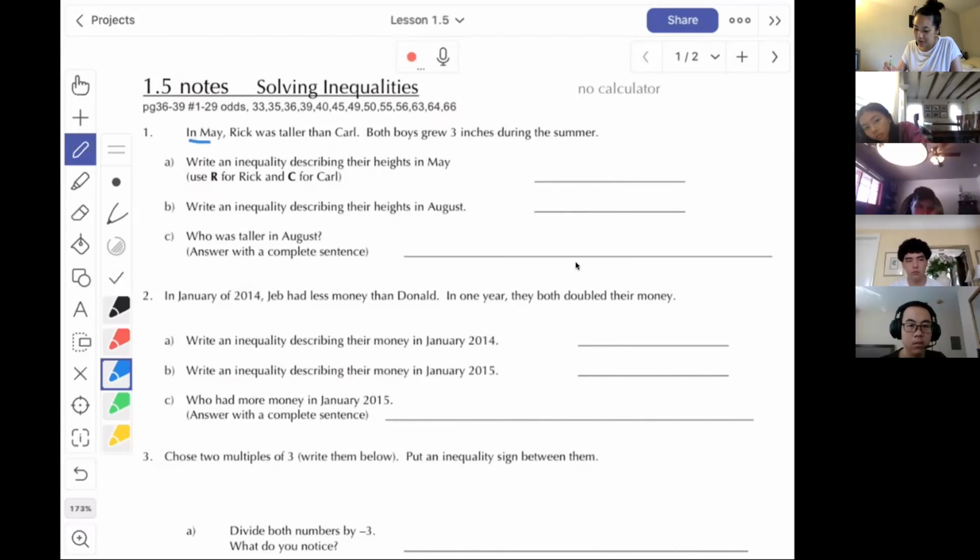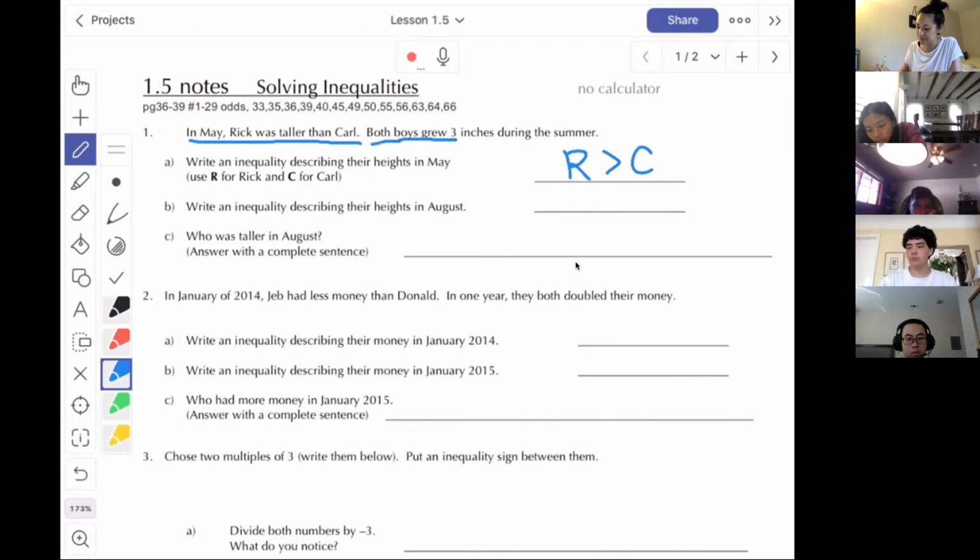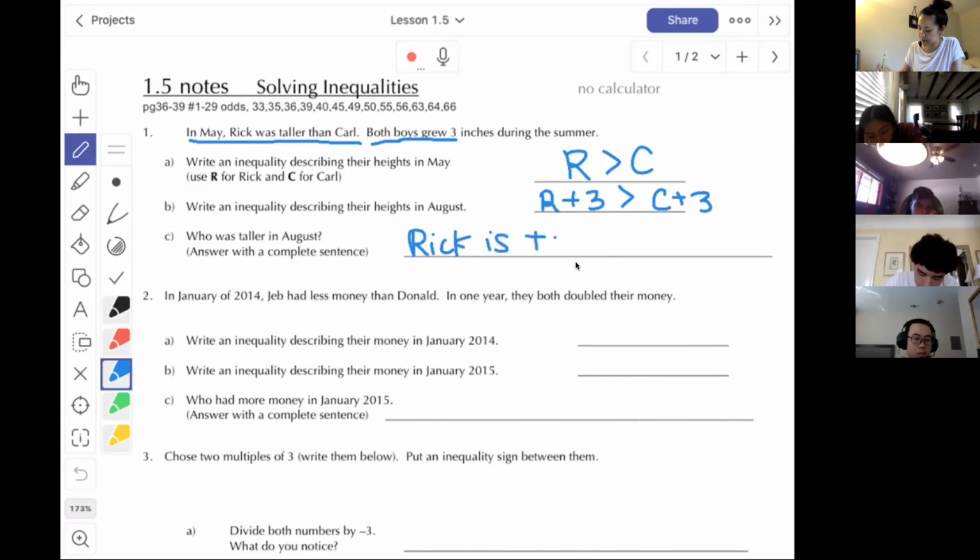Okay, so in May, Rick was taller than Carl. So we're going to say R is greater than C. All right, so that's my inequality. And then part B says, write an inequality describing their heights in August. All right, so in August, the boys both grew 3 inches. So that means Rick's height was 3 more, Carl's height is 3 more, okay? And who's still taller? Well, Rick is still taller, right? Since they both grew the same amount, Rick is still taller. So Rick was taller in August.